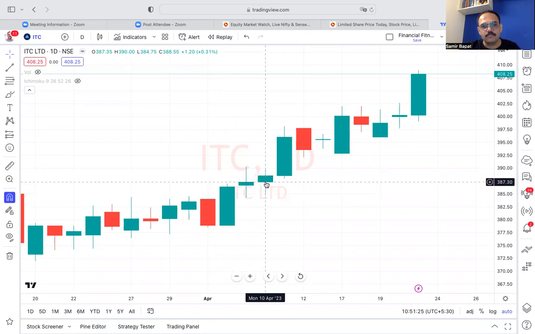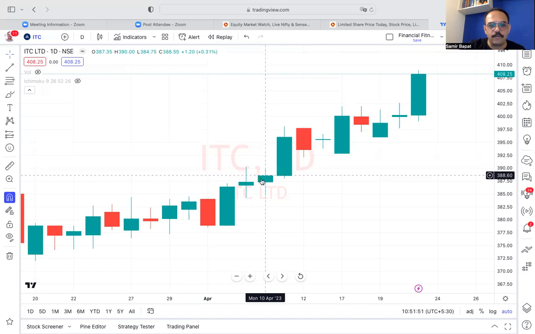So what is this body? This body is the distance between open and close. On 10th of April, open was 387.35. Close was 388.55. So open and close, whatever the distance is there, they made a rectangle out of it and filled the color in it, they filled the color.